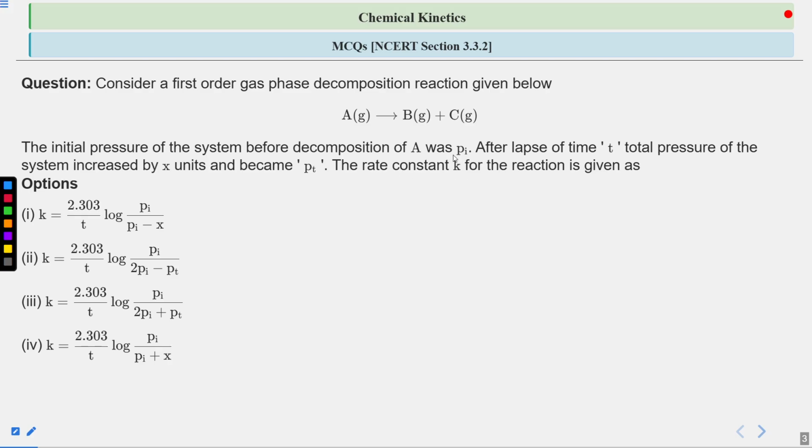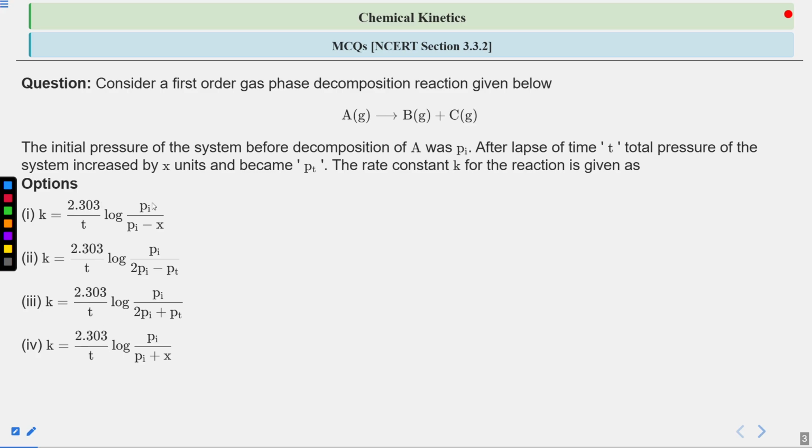The rate constant, represented by K, for the reaction mentioned is given as: you have to identify the rate constant K for this given reaction. Try to remember the concepts we have covered with respect to first order reactions in the theory part of this chapter, and try to solve this question.